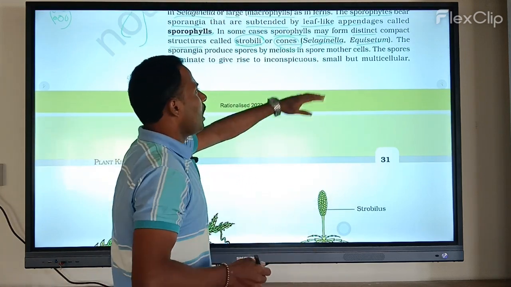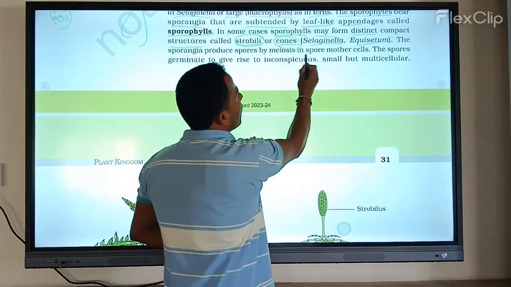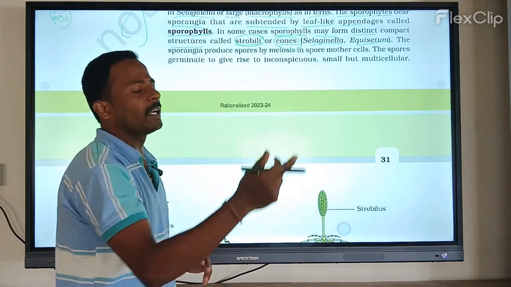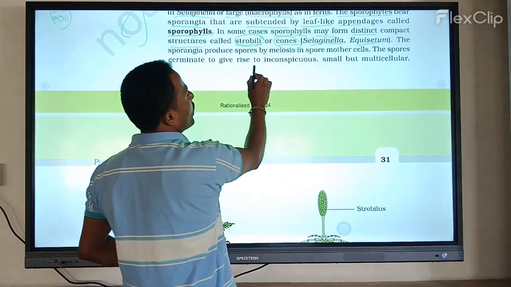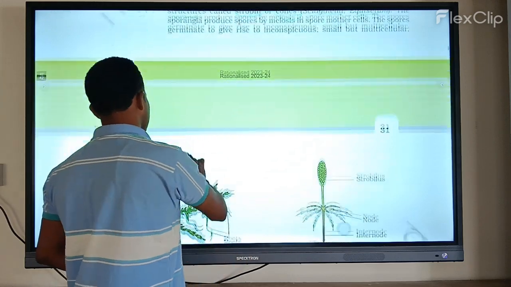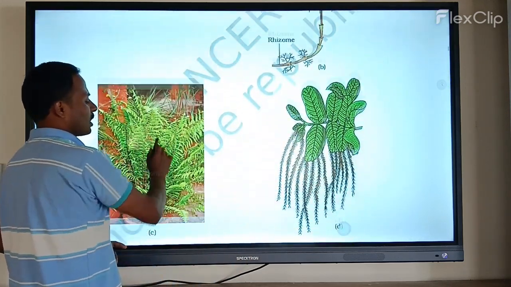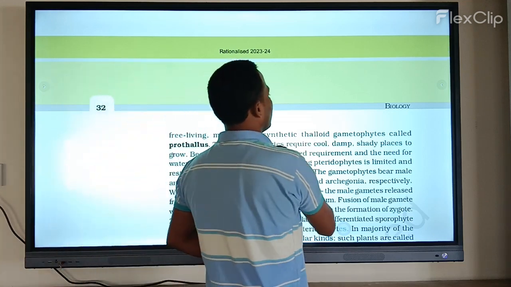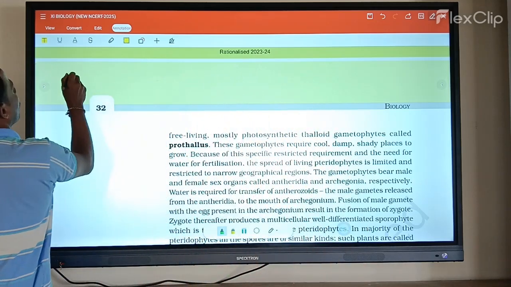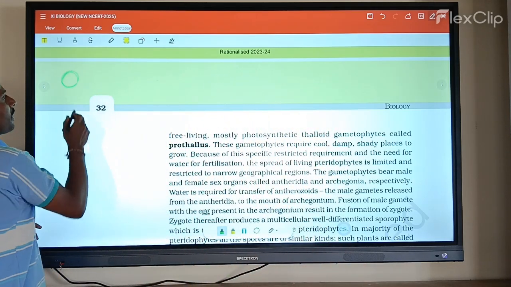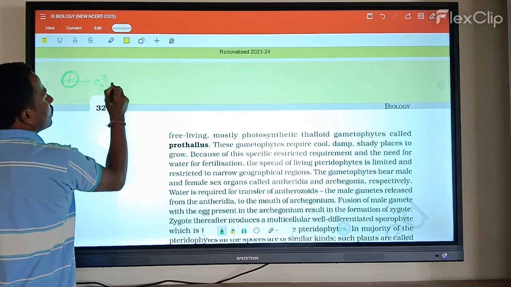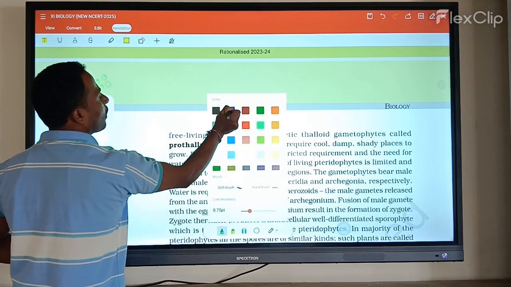After the sporangia produce spores, meiosis occurs in the spore mother cell. The spores germinate and give rise to an inconspicuous, small, multicellular, free-living, thalloid structure called the prothallus. One spore mother cell participates in meiosis to form haploid spores.